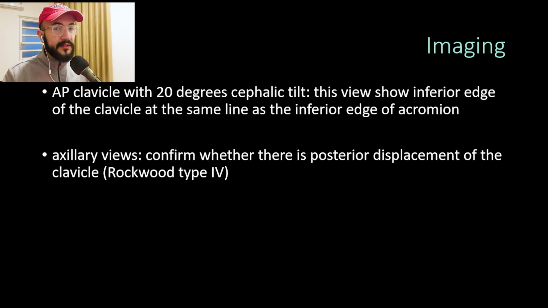Regarding imaging, as we mentioned before, the preferred view is the anteroposterior clavicle with 20 degrees cephalic tilt view. So this view shows the inferior edge of the clavicle at the same line as the inferior edge of the acromion. And another helpful view is the axillary view. On this view, you can confirm whether there is posterior displacement of the clavicle, which is Rockwood grade 4.